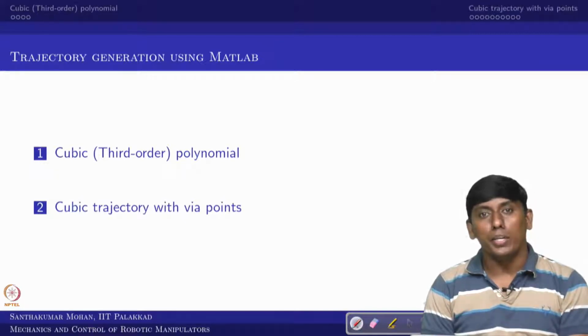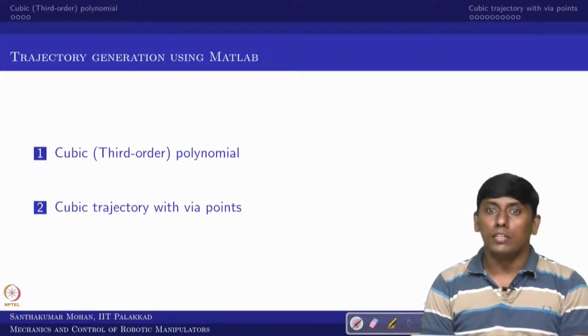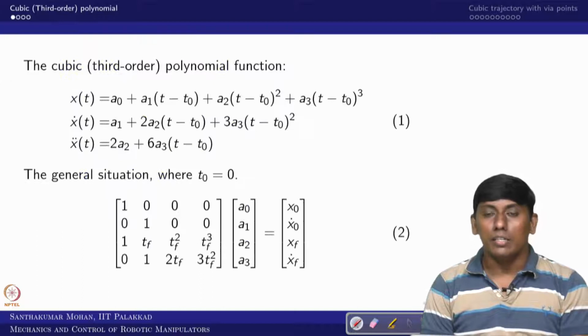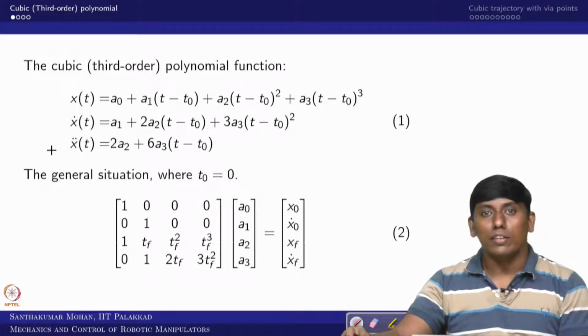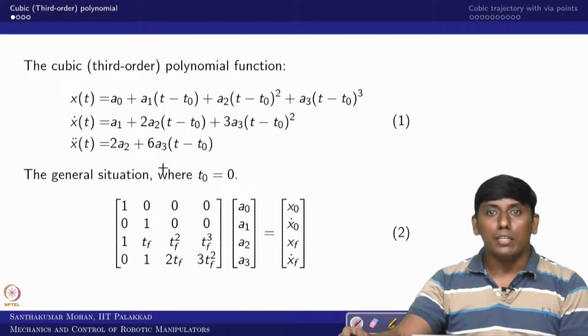In that, we would additionally be seeing the via point, and whether the via point velocity is specified or not, and how that can be handled. So we will go to that scenario, where the cubic polynomial function, or the third order polynomial function, will give the displacement, velocity and acceleration in this form. This is the displacement, and this is the velocity and acceleration. These can all be written in this way.